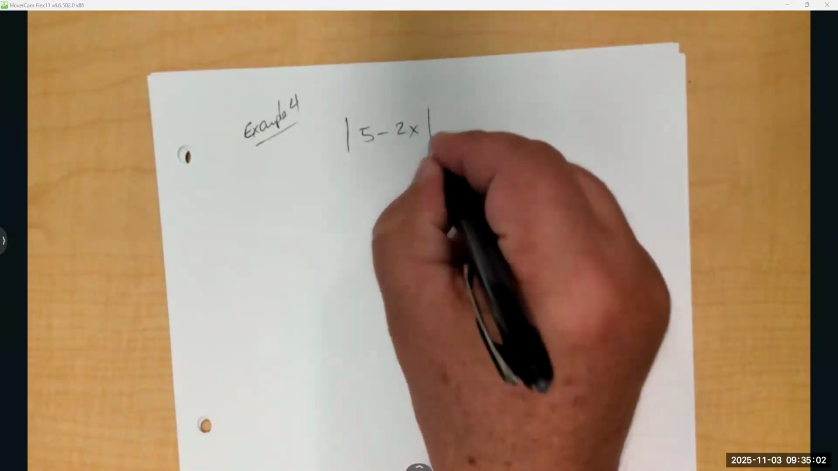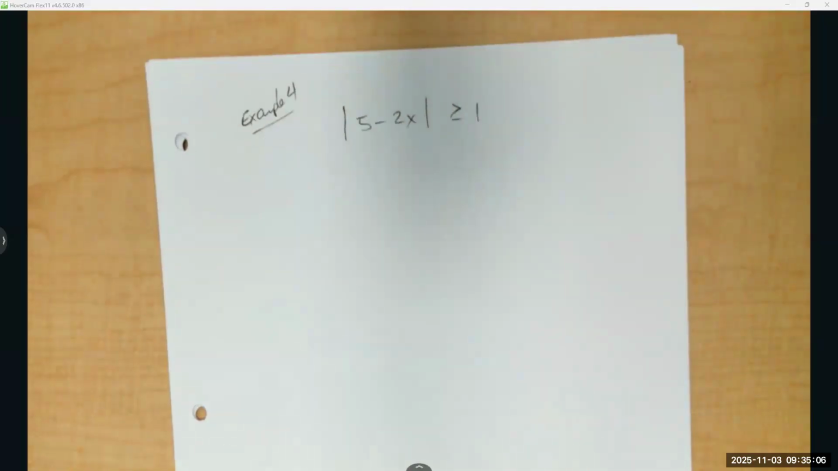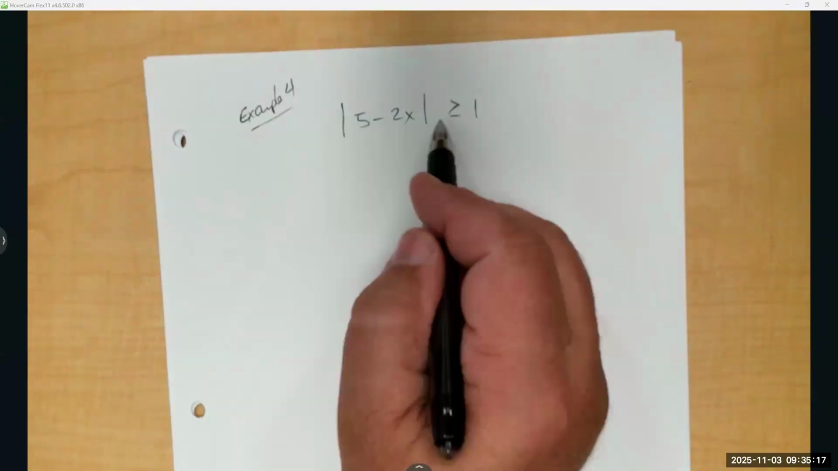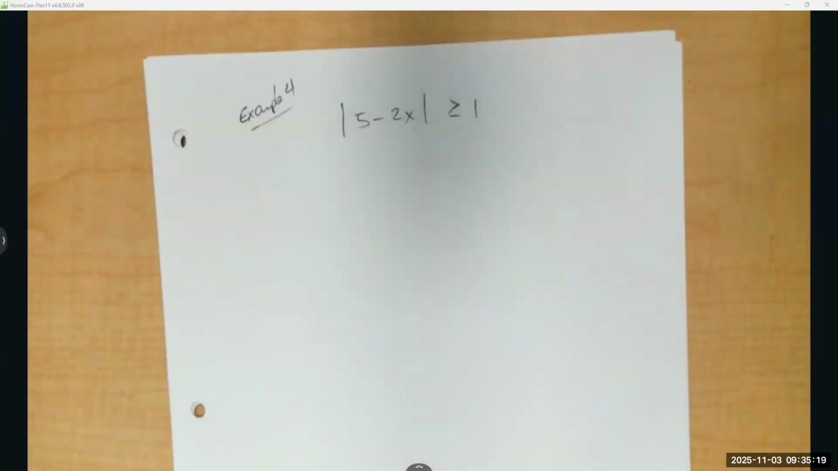The absolute value of 5 minus 2x is greater than or equal to 1. Is the absolute value isolated? Yes, there's nothing in front of it, behind it, above it, below it, nothing plus or minus, nothing multiplied to it, nothing divided, so it's isolated.